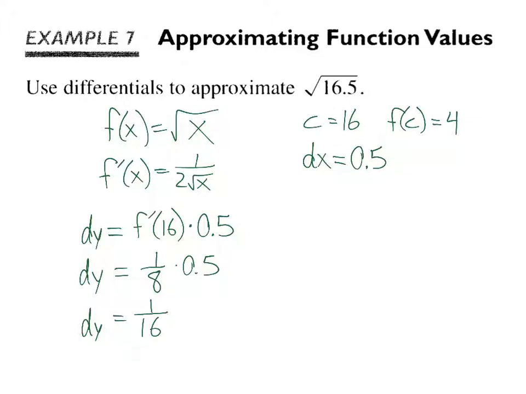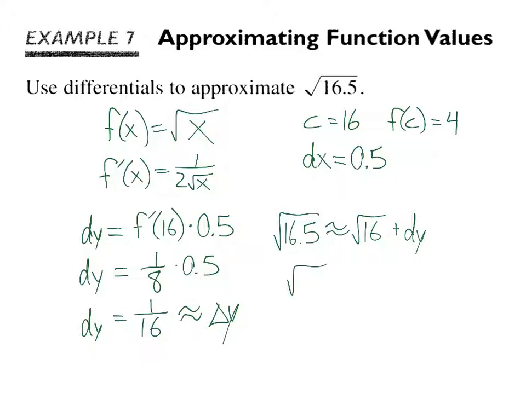So guess what? The square root of 16.5 is going to be approximately the square root of 16 plus that dy. So 4. Why approximately? Well, because this is on the tangent line. This is dy. And remember, dy is approximate. The delta y is the actual, the dy is an approximation. So this is going to be approximately 4 and 1/16.